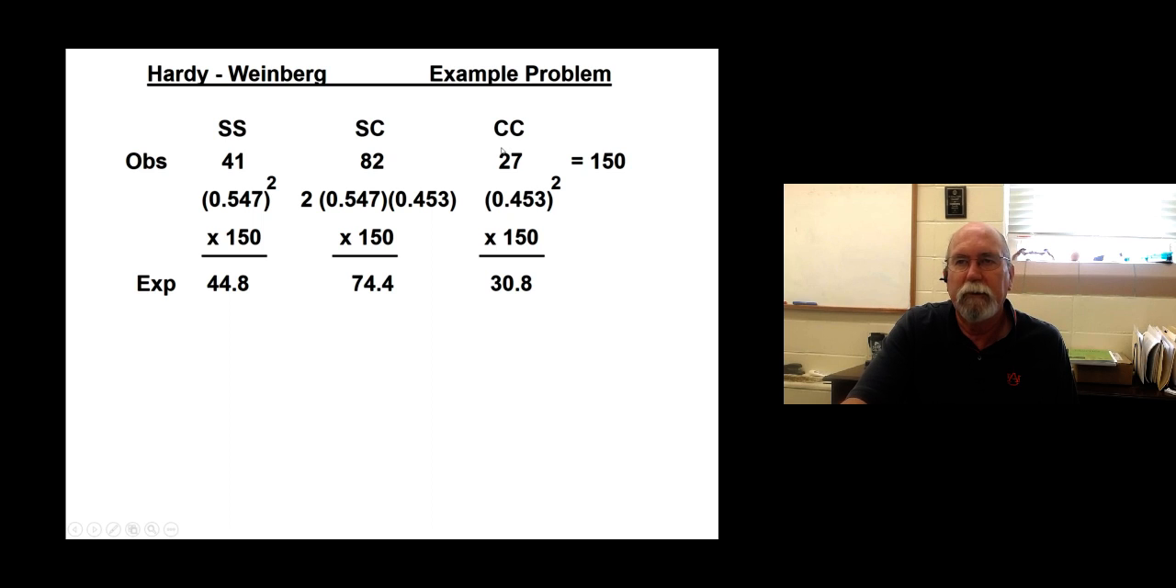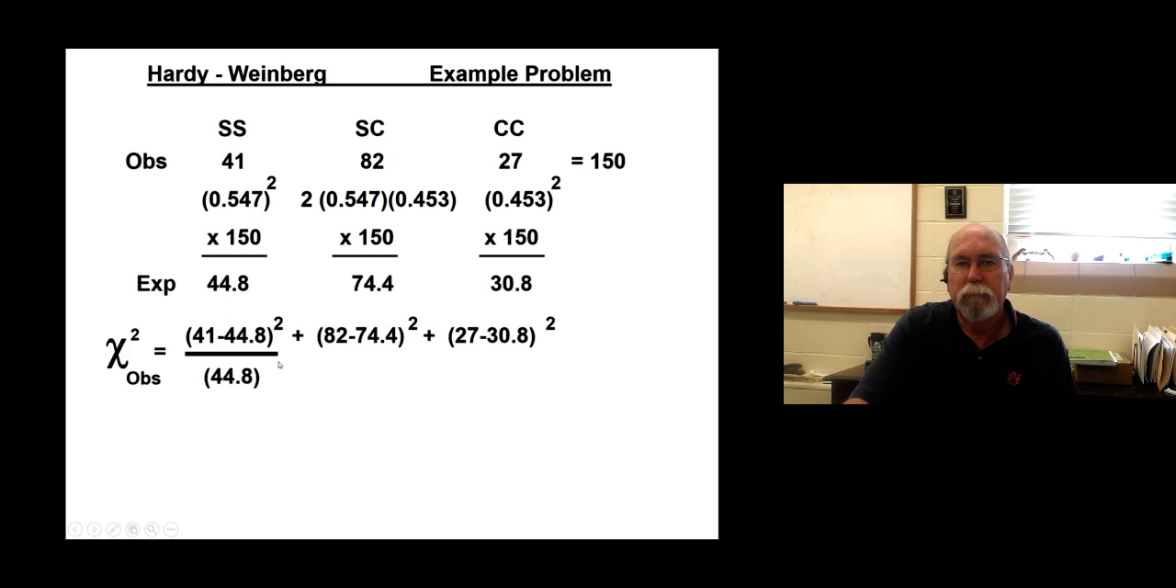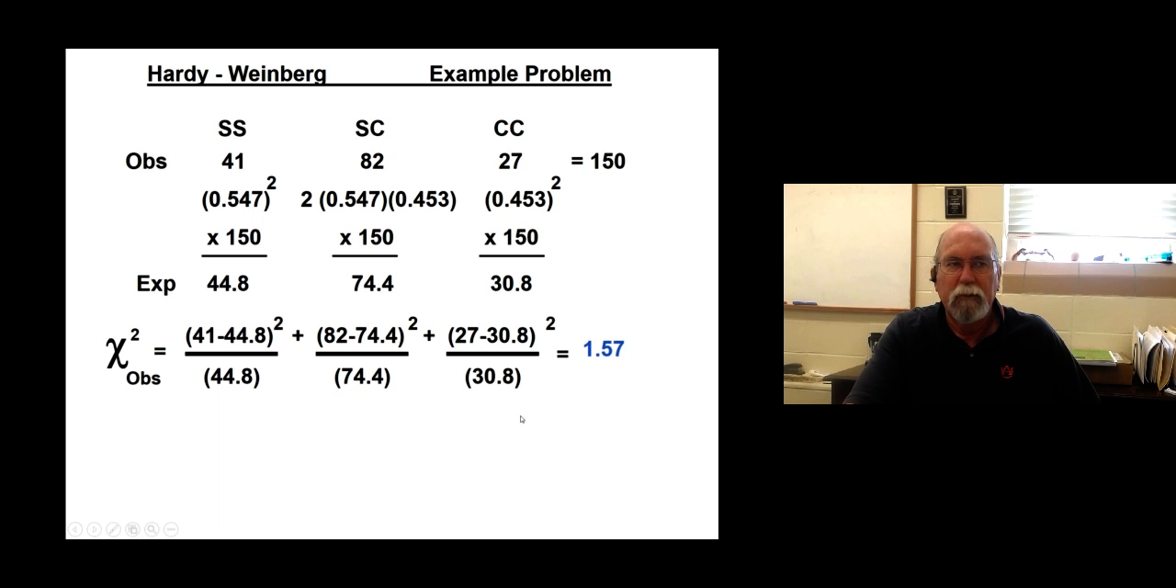Those aren't exactly that. That's not 31, that's not 74. How close are we? Well, we do the chi-squared test. We take the observed minus the expected for each, square each of those, and divide each by the expected. We expected 44.8 for this group, 74.4 for this group, and 30.8 for this group. When I do that, I get an observed chi-square of about 1.57.